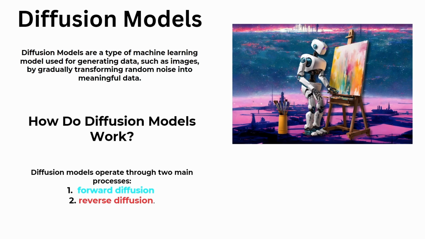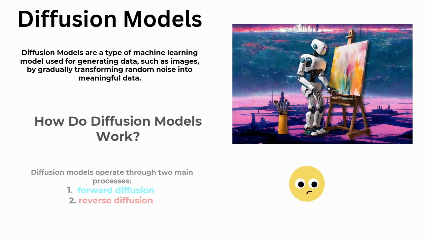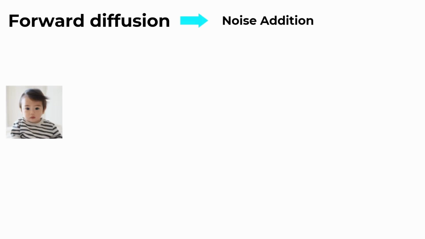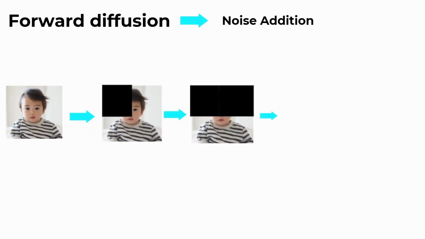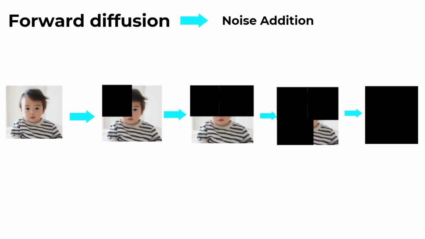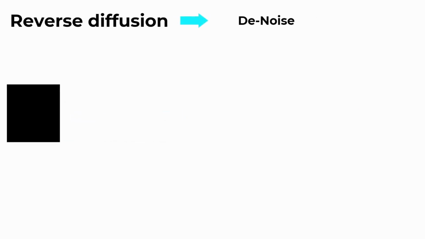First is the forward diffusion and the next is the reverse diffusion. What exactly it is, let's see. In the forward diffusion, we are going to add the noise one by one till the complete noise is added to the images. And in case of reverse diffusion, we are going to reverse that.